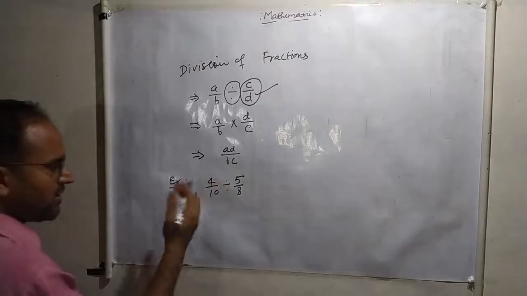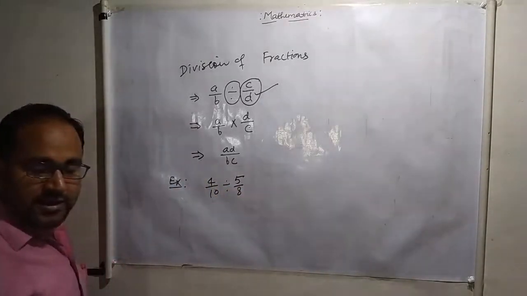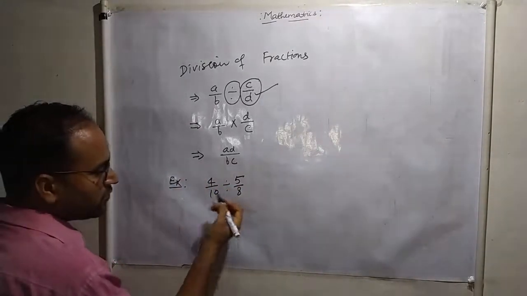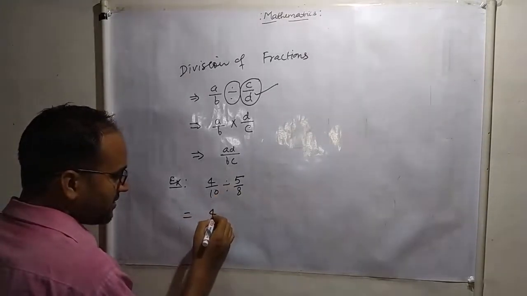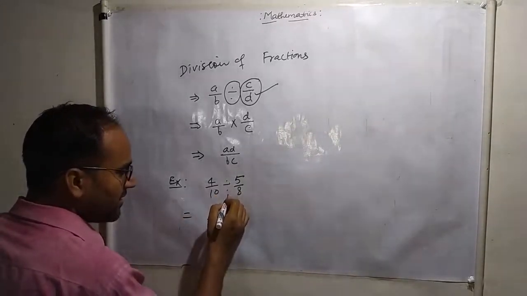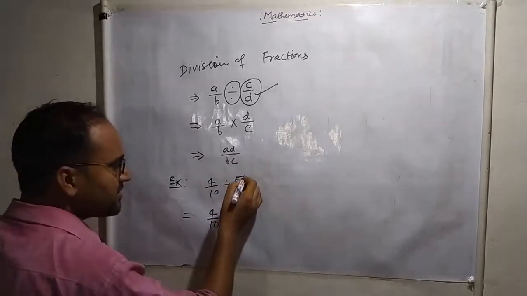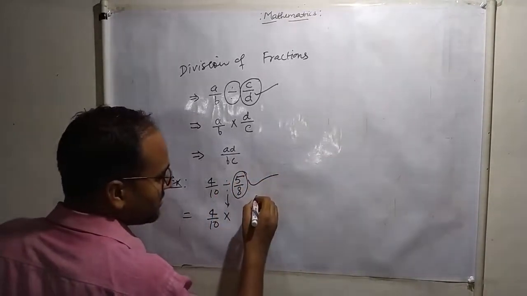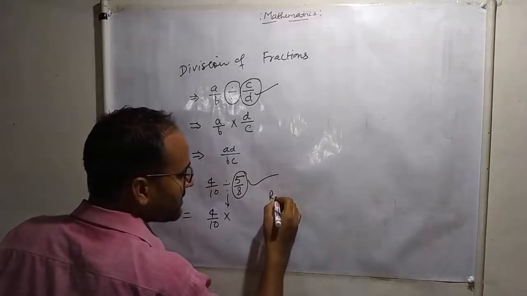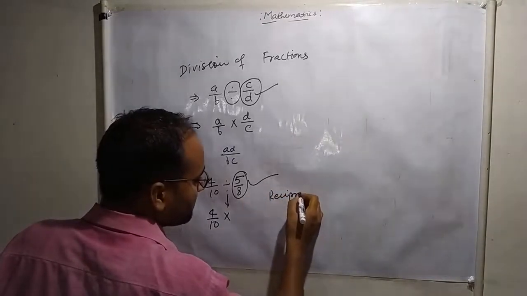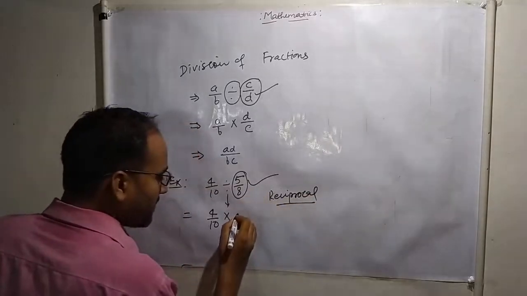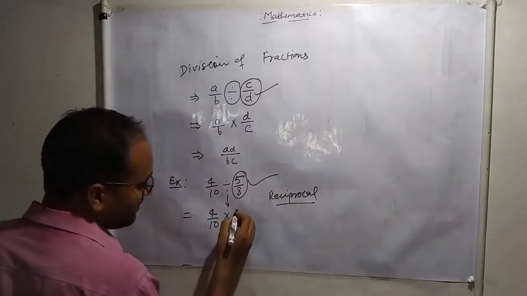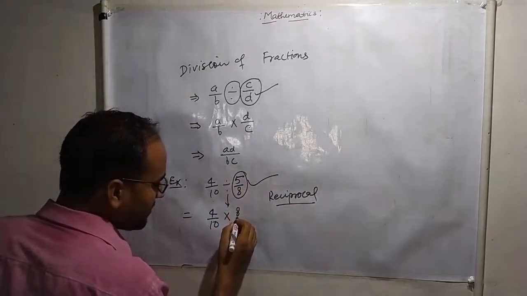Sorry, okay, 5 upon 8. I have taken this one. So how will you do this division? First fraction, 4 upon 10, as it is. Division changes into multiplication. So this quantity changes into its reciprocal. What is the reciprocal of 8 upon 5? That is 5 upon 8, that is 8 upon 5.